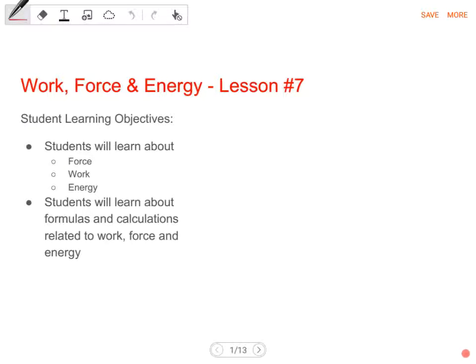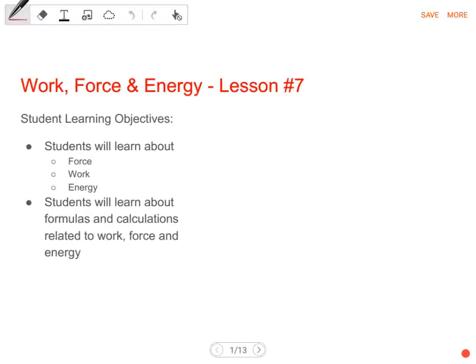Okay, now we're going to move on to work, force, and energy, which is lesson number 7. Things are a little bit different here now. We've been looking so far at speed, velocity, and acceleration, and that's kind of quantifying how fast and in what direction we're moving.